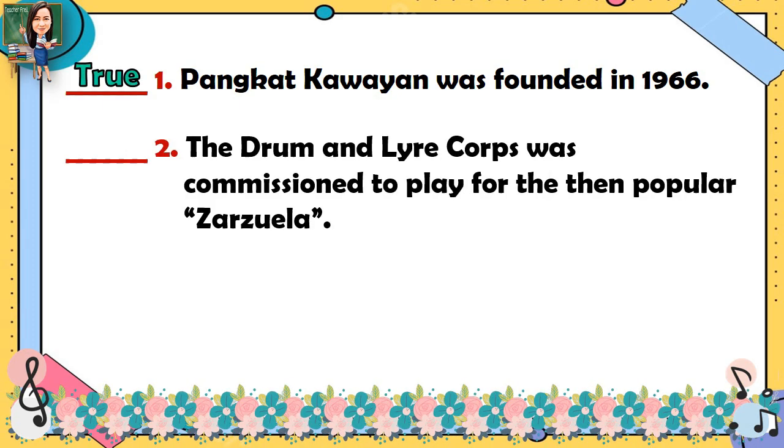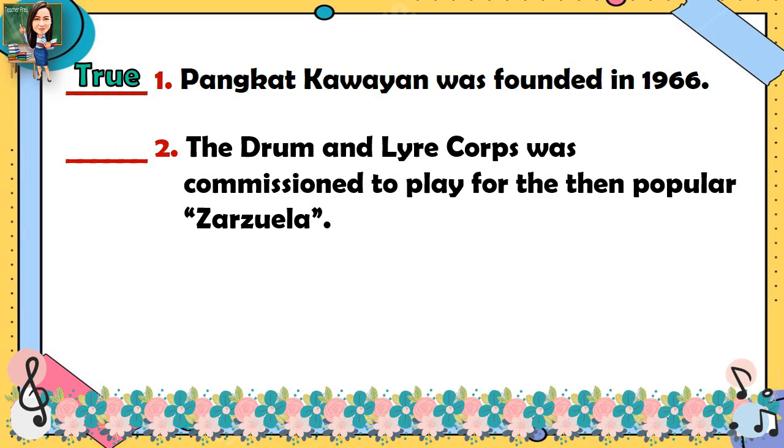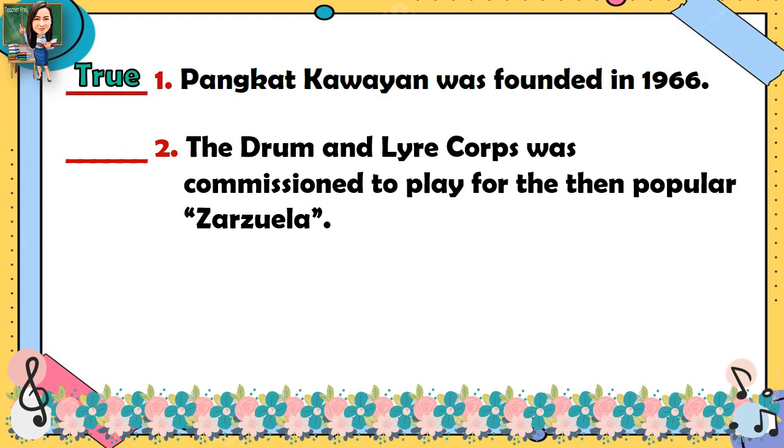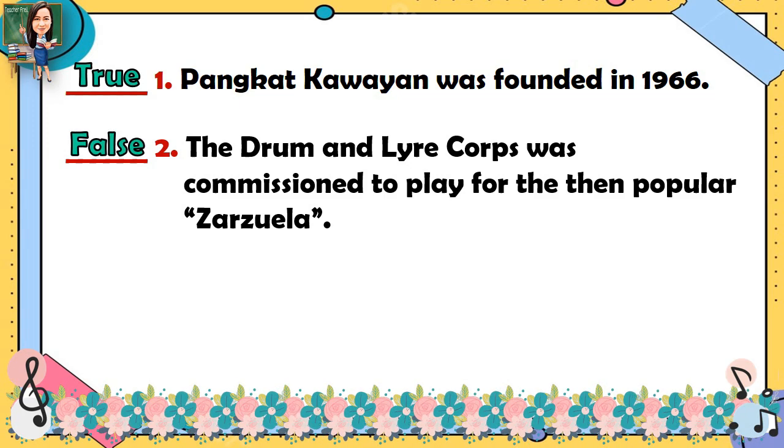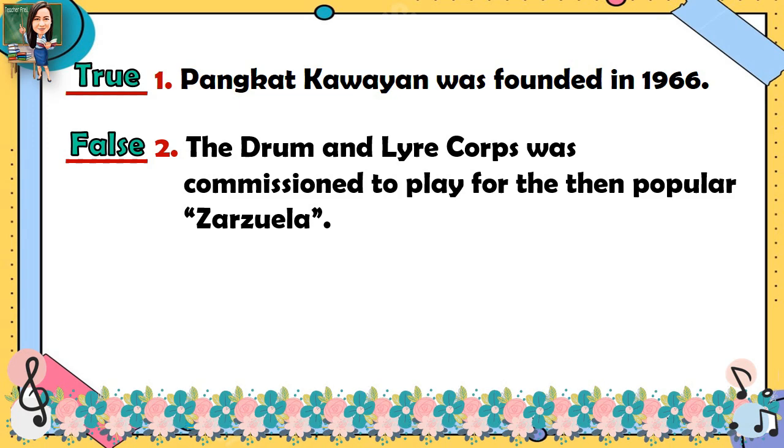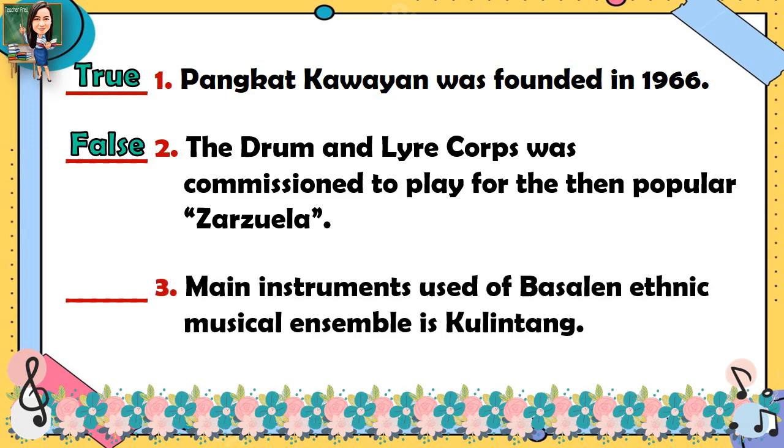Number 2. The Drum and Lyre Corps was commissioned to play for the popular Zarzuela. Is it true or false? Very good. The correct answer is false because it is not Drum and Lyre Corps. It should be rondalla.